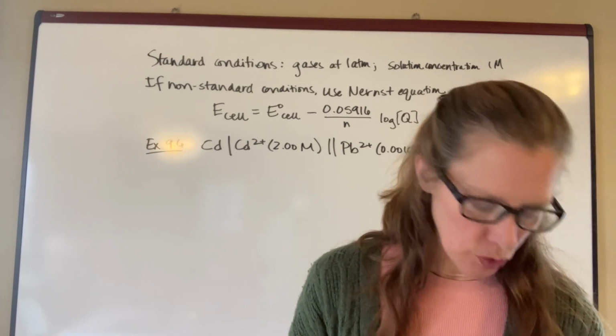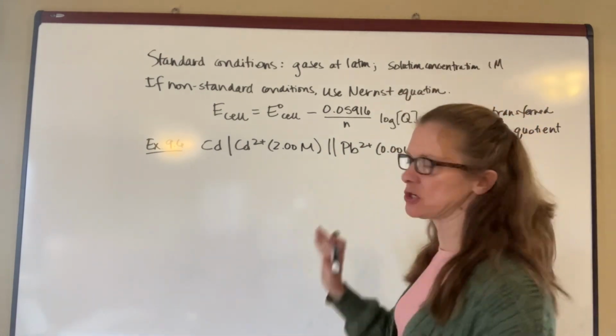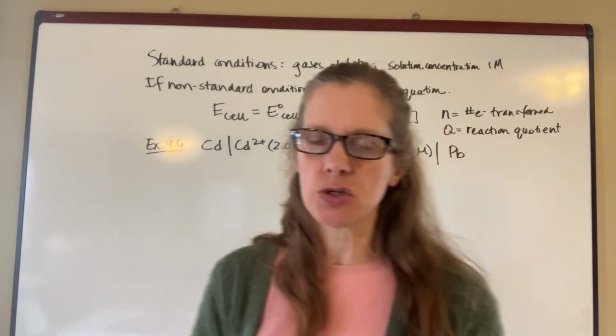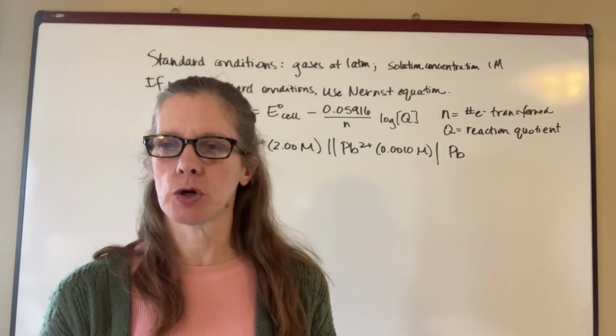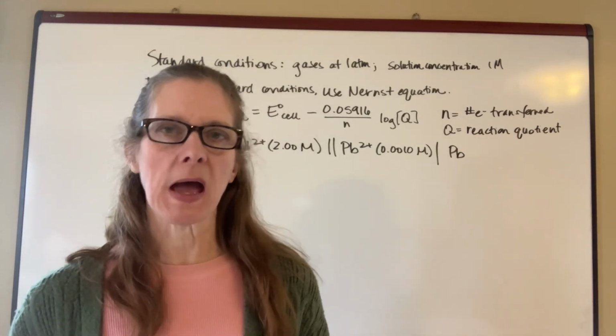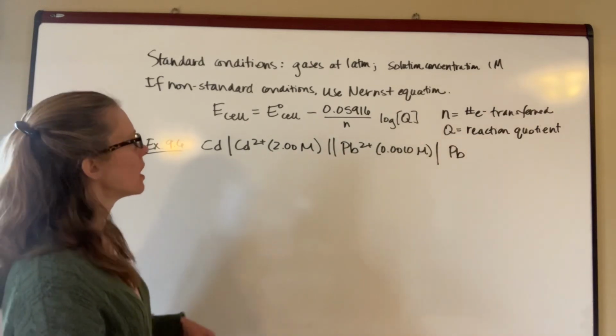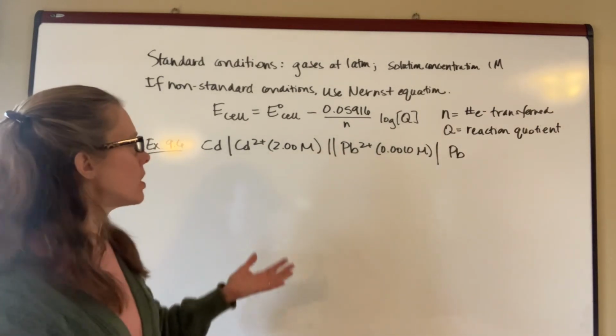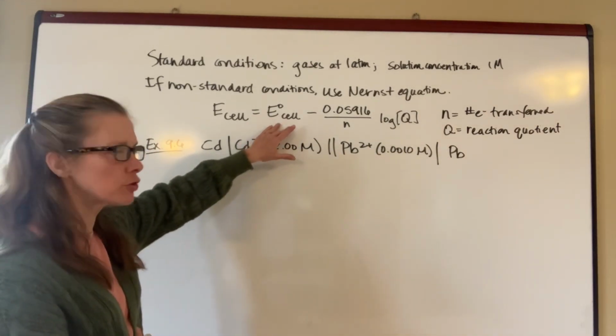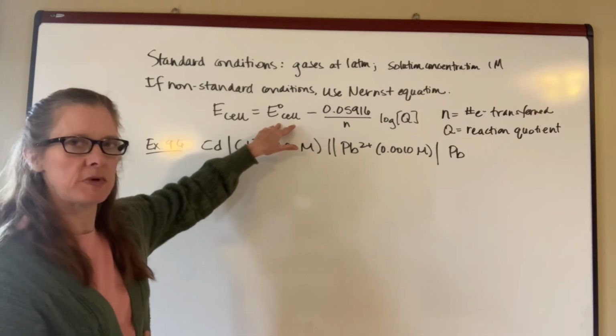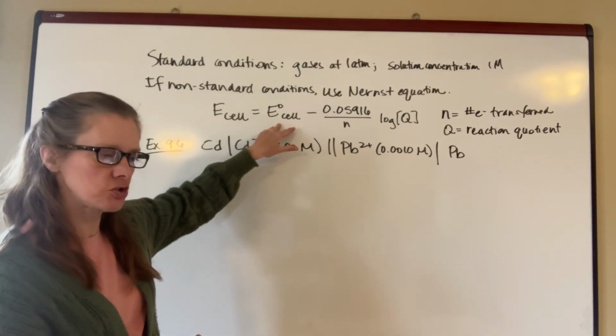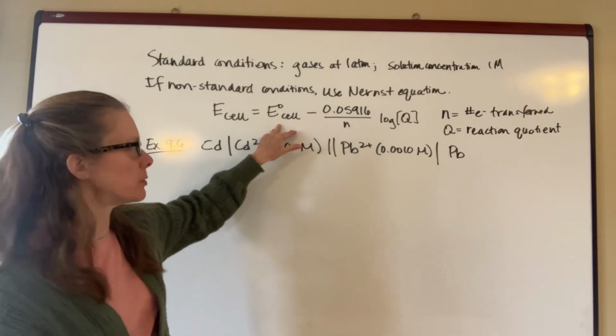He gives you just basically the standard notation for the cell and says use that to determine the cell potential. Well, in order to use this equation, there are several things I have to know. First, I have to know what the standard potential of the cell would be. So it means I'm going to have to know what the half reactions are so that I can use the table in the back of the book.